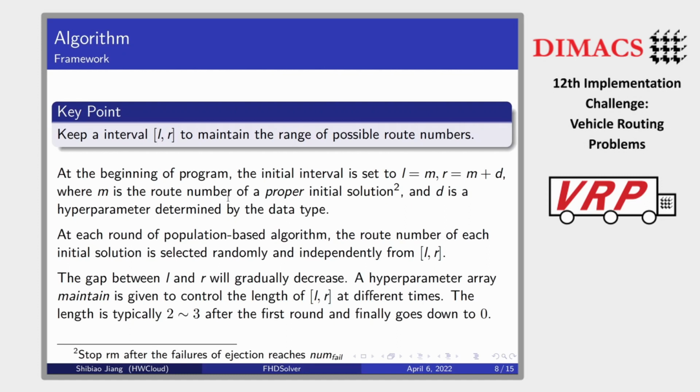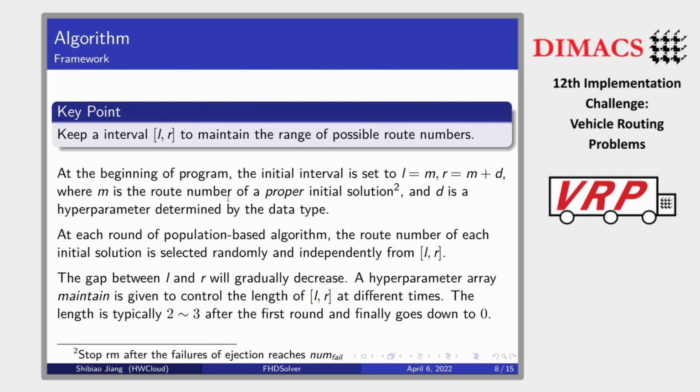At the beginning of the program, the initial interval is set to L equals M and R equals M plus D, where M is the root number of the initial solution, and D is a hyperparameter determined by the data type, and we will introduce D later. So you can imagine that this initial interval AOR is a relatively big interval, and it includes all the possible root numbers.